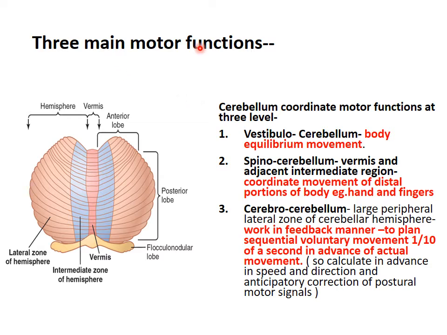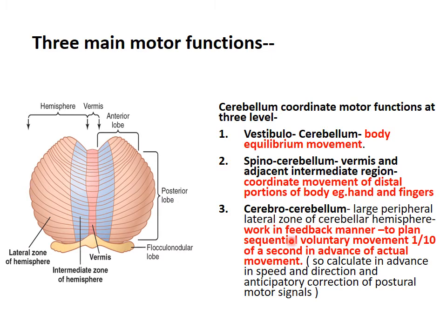So there are three main motor functions of the cerebellum. Now, to remember these functions, we have to remember the word vestibulocerebellum, the connection between the vestibulum and the cerebellum. It regulates the body equilibrium movement. So, the body equilibrium movement is maintained by vestibulocerebellum connections. Spinocerebellum coordinates the movement of the distal portion of the body, hand and fingers, as well as the proximal part of the body.